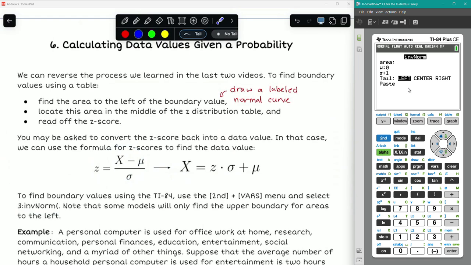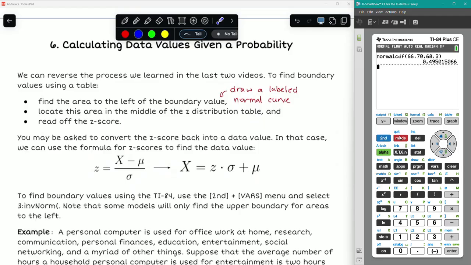What I've noticed in the past, particularly when we fill in a mean and standard deviation different than 0 and 1, is that the center and right probabilities don't always come out correctly. So it is safer if you leave this set to left. The nice thing is if you leave it set to left and you change the mean and standard deviation, the value that inverse norm will spit out is the data value, not the z-score, meaning you don't have to go through this extra step at the end.